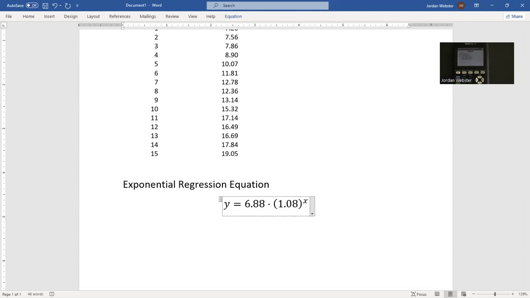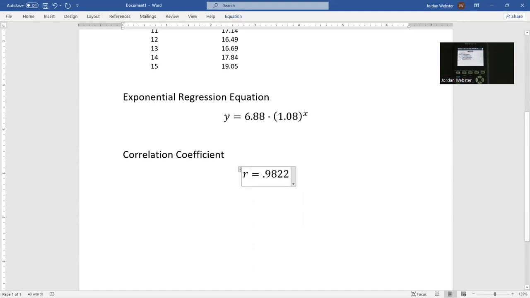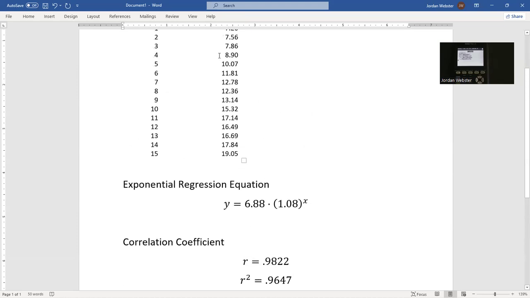Now you'll notice that also, as far as the correlation coefficient goes, we were given both the R, which I'll round to 4 decimal places, that's traditional, 0.9822, along with the R squared. Sometimes people will capitalize that, which is 0.9647. And that R value and that R squared are pretty close to 1. So that means the regression equation is a pretty good fit to this data.